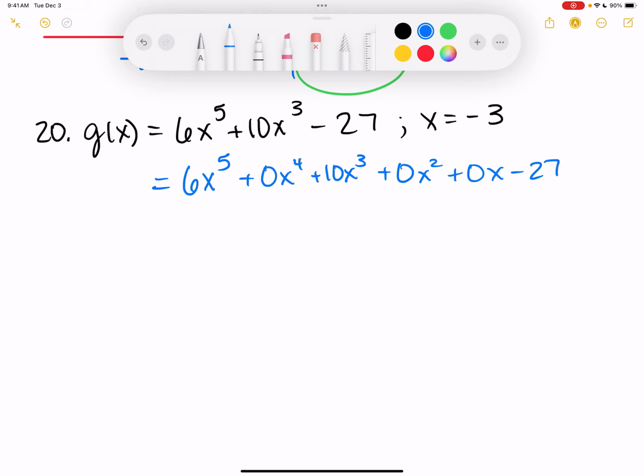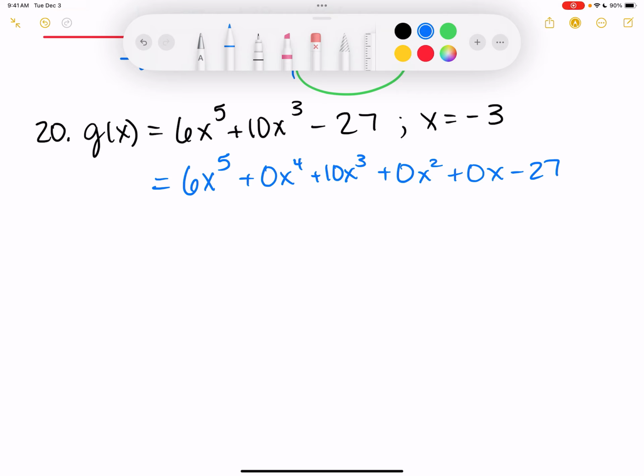Now, you do not have to rewrite it. You never have to show the zeros that are missing. I'm just telling you that I recommend it while you're getting used to it, because the most common mistake in synthetic substitution and even in synthetic division is not putting in the zeros.